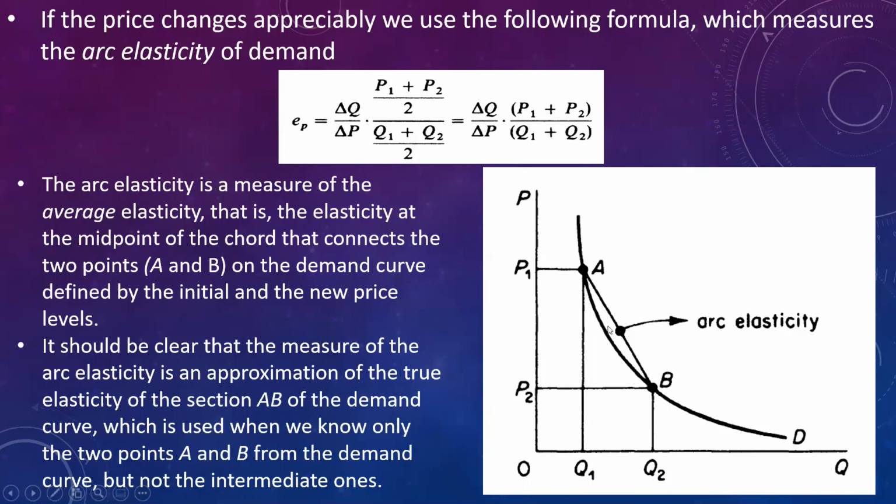Now if you have to find the arc elasticity, then we'll take the arc joining the points A and B. At the mid of this point, whatever the elasticity is, that is the average elasticity at the midpoint of the chord connecting 2 points. Then it should be clear that the measure of arc elasticity is an approximation of the true elasticity of section AB of the demand curve, which is used when we know only 2 points A and B on the demand curve and not the intermediate ones. So this is used to find the elasticity when we know only the 2 points on the demand curve, and it measures the average of these 2 points.